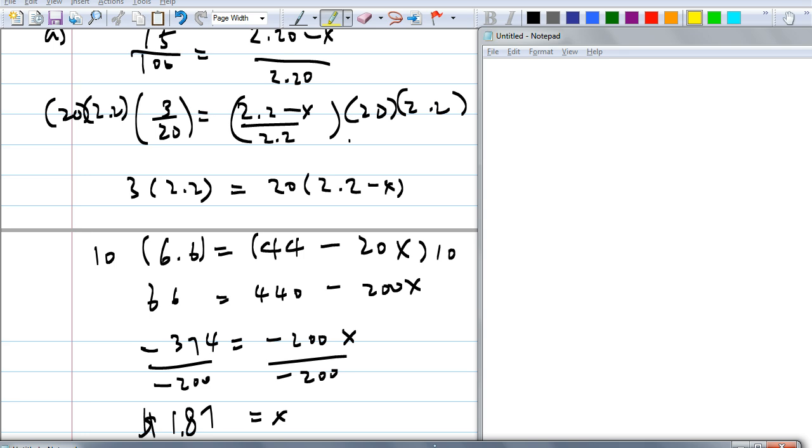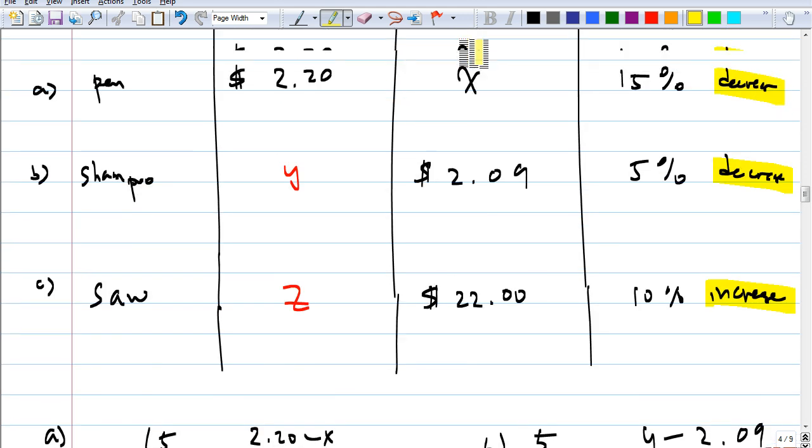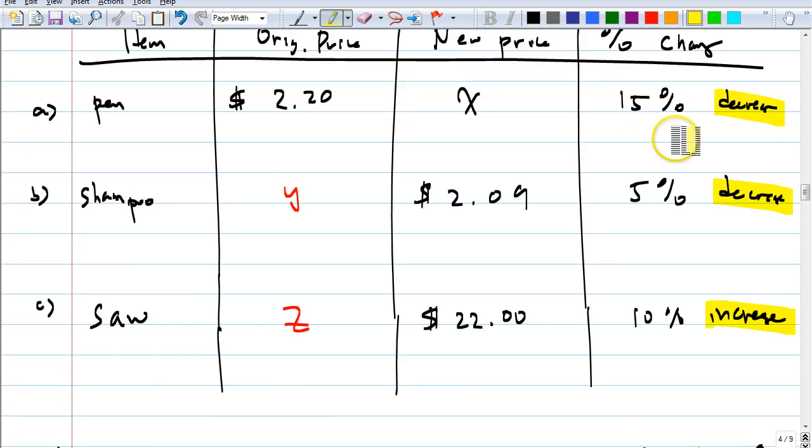Very good question. The question is, if you're getting a 15% decrease from the original, isn't that the same thing as 85% of $2.20? Yeah. But can you do the same thing for B and C? No. If they don't give you the original price, you can't do it that way. Okay, so try B and C now. But please note that B is still a decrease, but C is an increase.